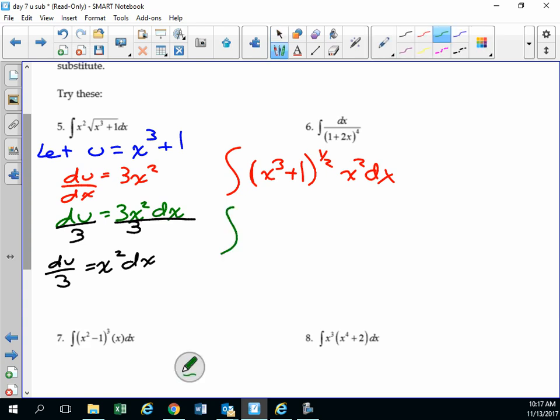What is this x squared dx now? du over 3. This is what u is: u to the 1/2. What's my next step? I'm pulling my constant out. What's my constant? 1/3. It's going on the outside.